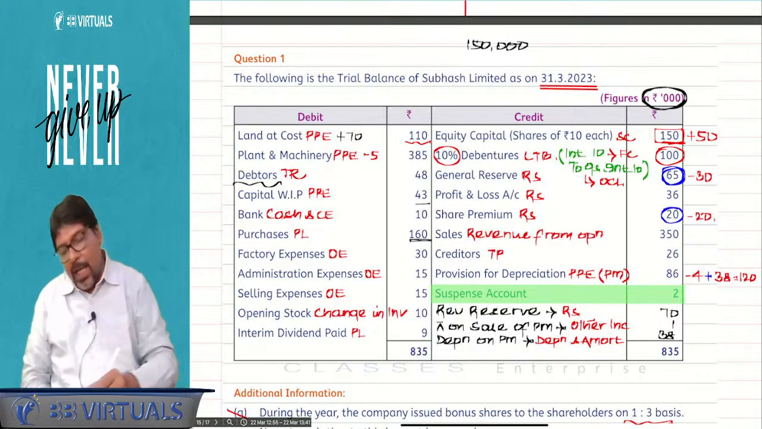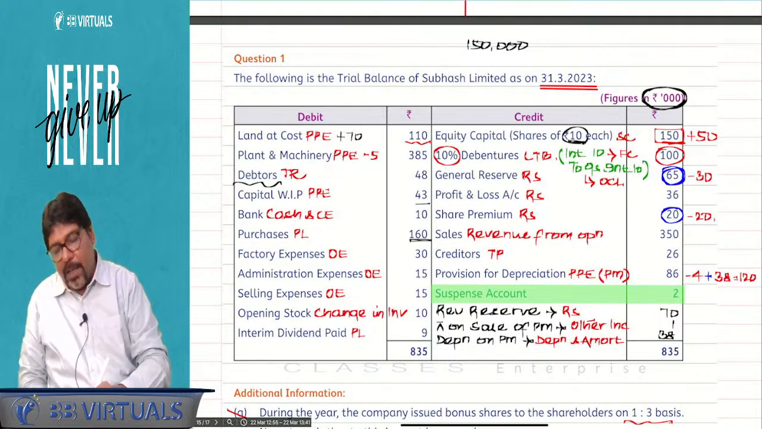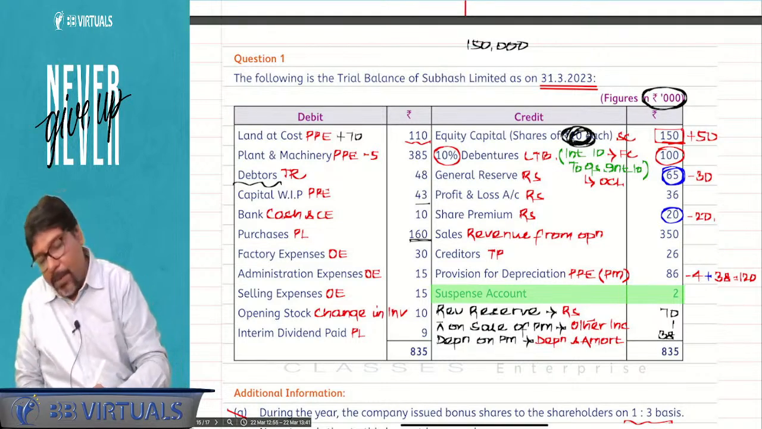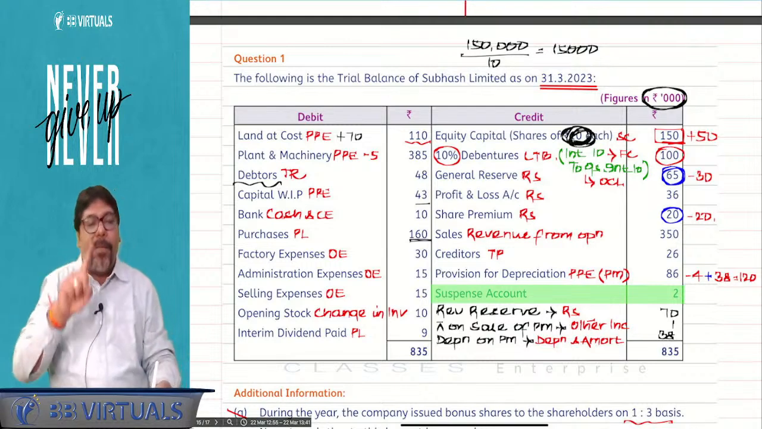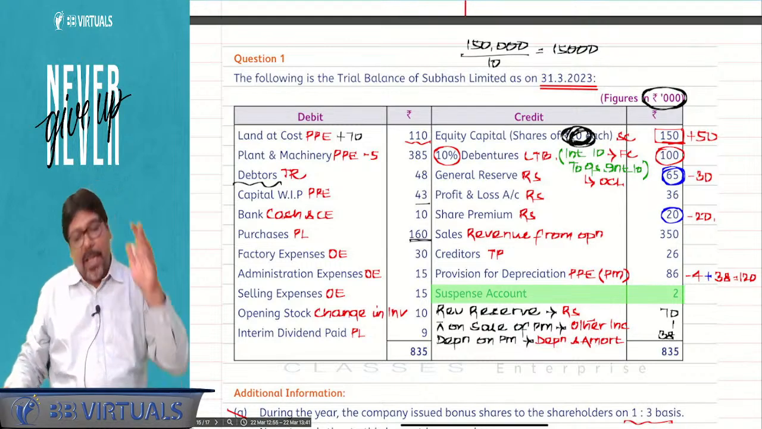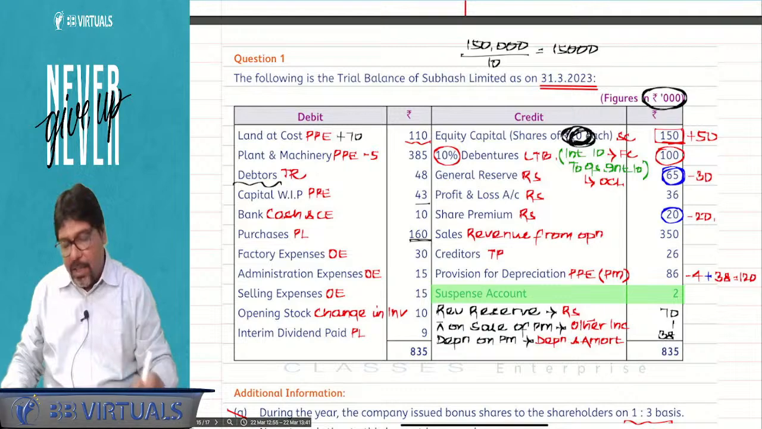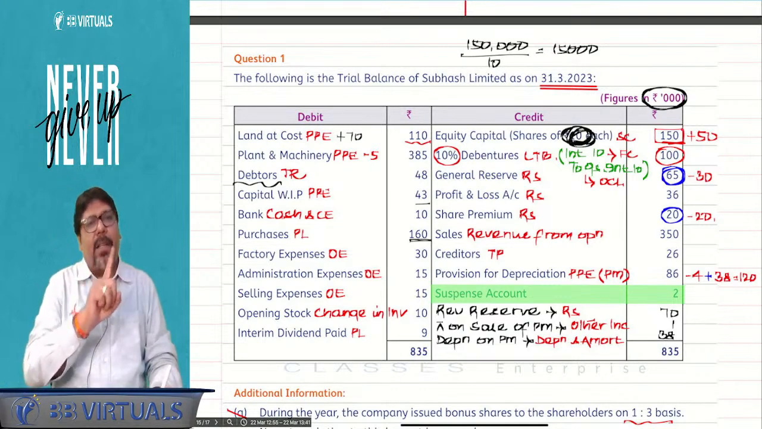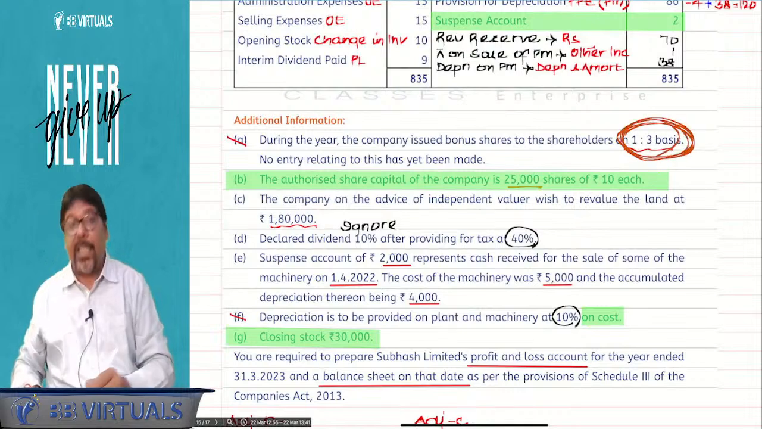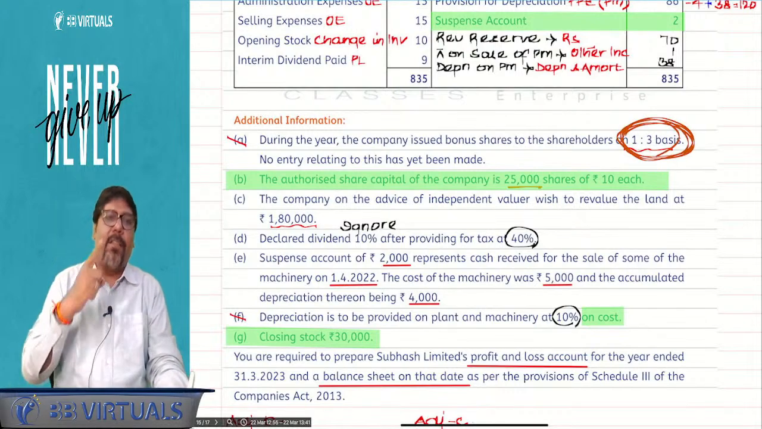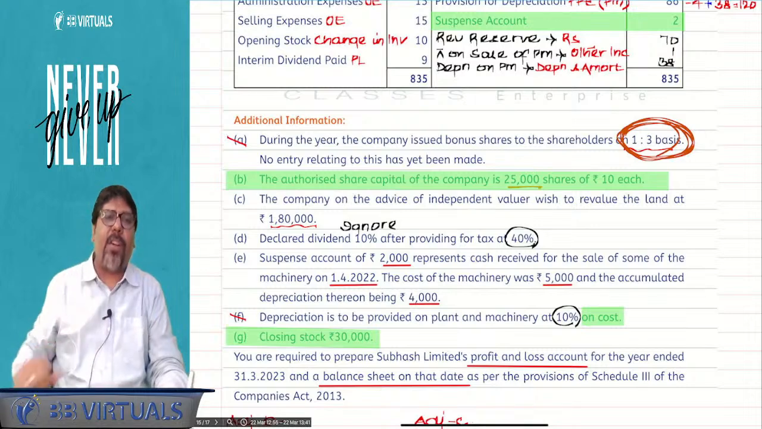Correct? Yes. Each share is of how much? Sir, 10 rupees. So 1,50,000 divided by 10 is how much? 15,000 shares of 10 rupees, yes or no? Yes, sir. On this 15,000 shares, chartered, we gave one third bonus share. Correct? Yes, sir. So on 15,000, one third bonus share is 5,000 shares. Yes or no? Yes, sir.